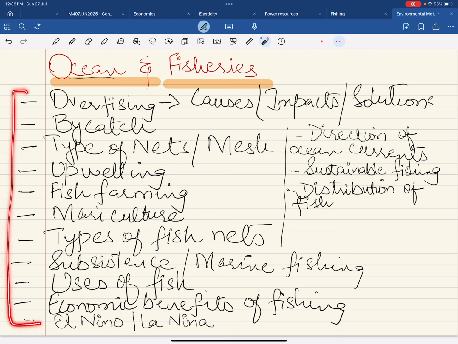So this is basically the key content of the chapter fishing. If you cover this content, then you are ready for this chapter.